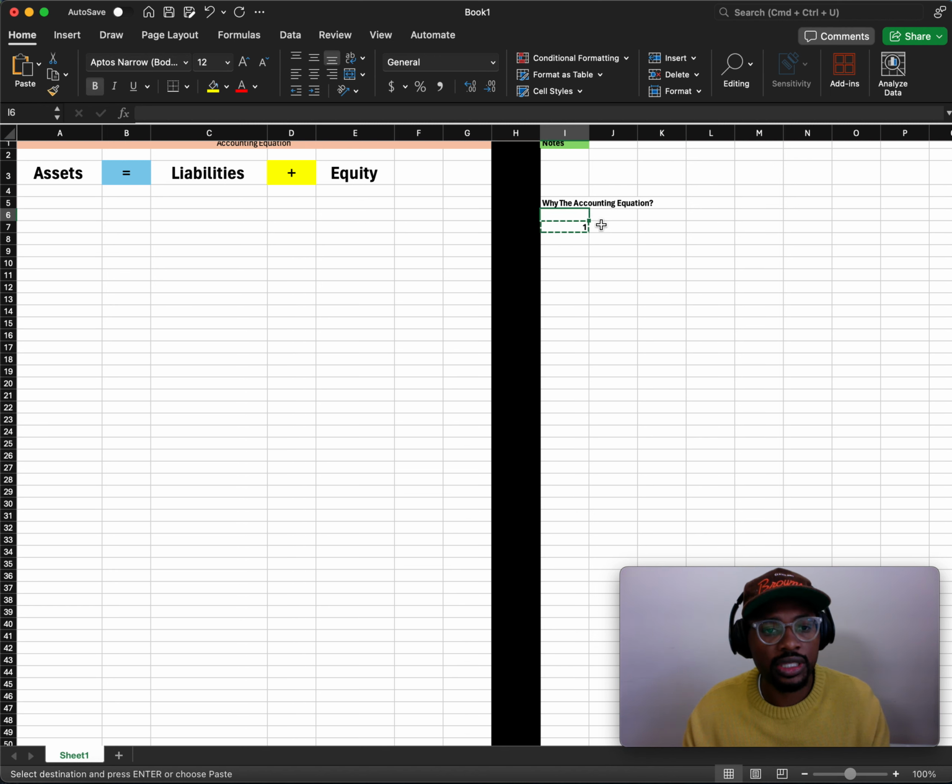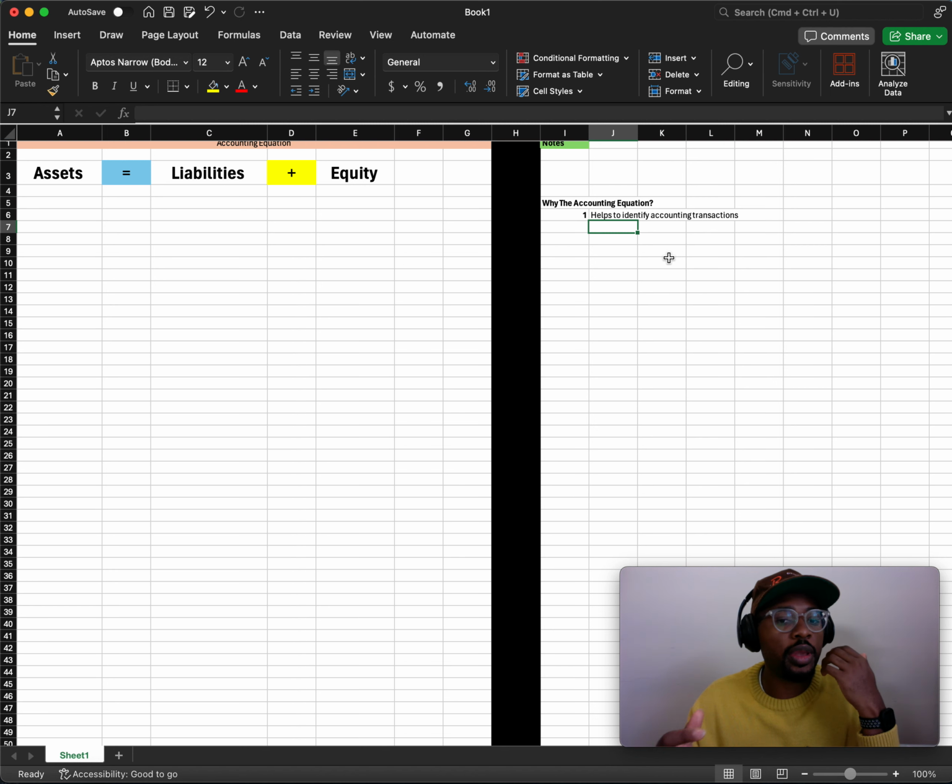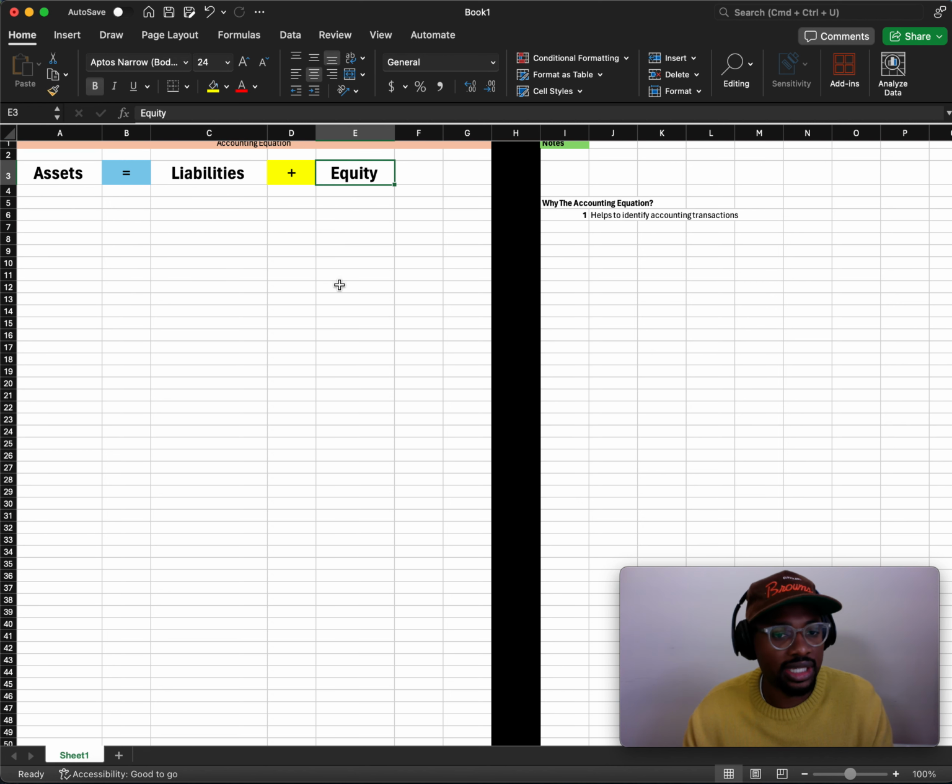Reason number one is that it helps to identify accounting transactions. That's very important. In a business, there are going to be multiple types of transactions. There are business transactions, and there are accounting transactions. We don't really care for business transactions. We only care for accounting transactions, which are transactions that involve assets, liabilities, and equity. If it doesn't involve that, we don't really care for it. So again, the accounting equation helps with that.